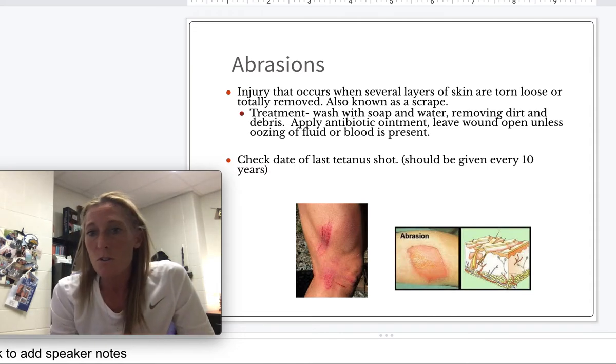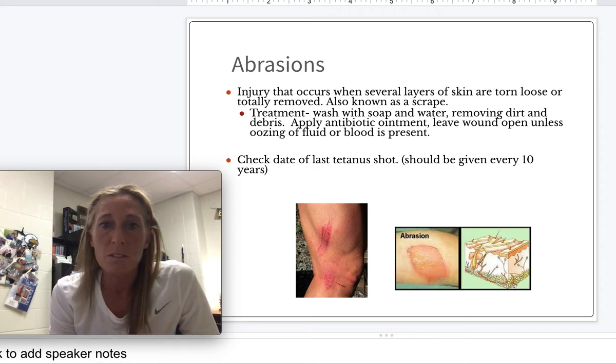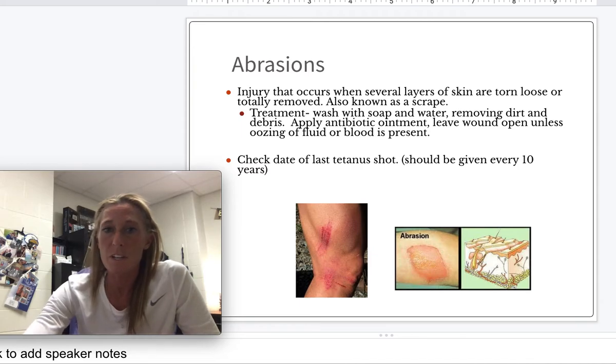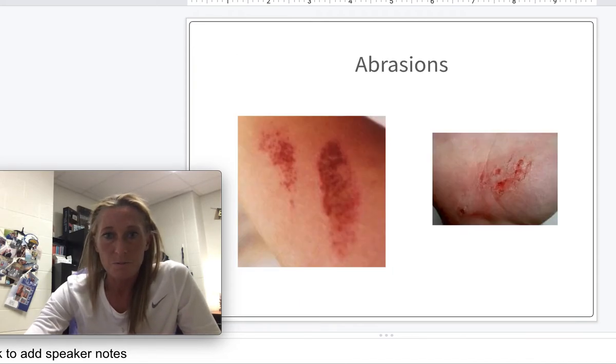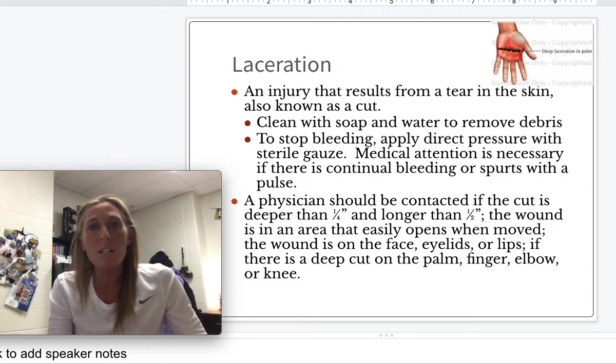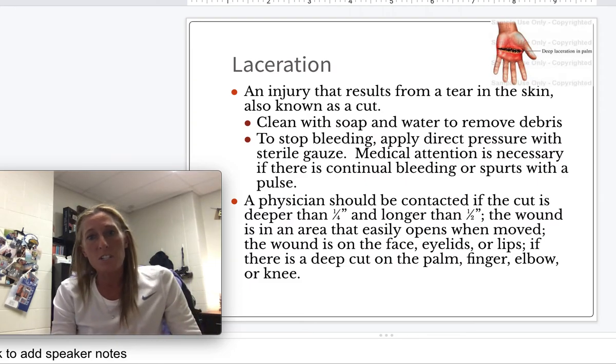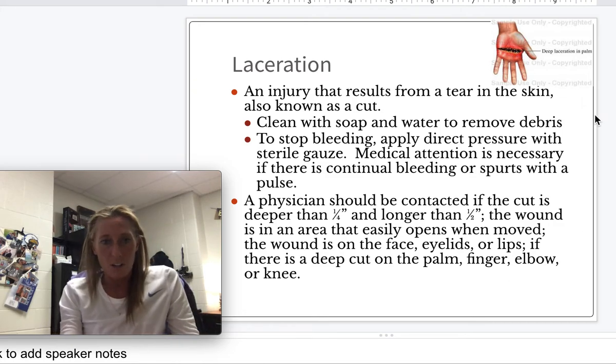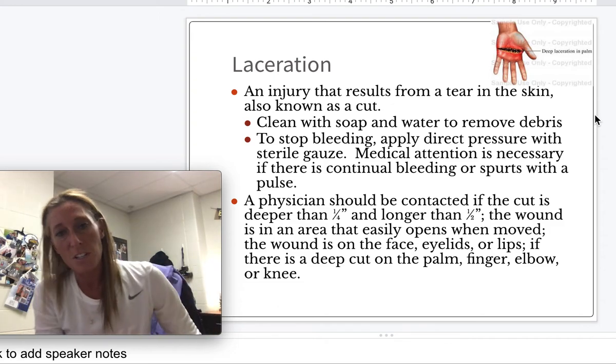You might also, if you were cut by some metal, scraped by metal, you might check the date of your last tetanus shot. Should be given every 10 years. Some examples of abrasions. The next one is a laceration. A laceration is an injury that results from a tear in the skin. You can see here's a picture of a laceration. We call a cut. Usually a laceration is a cut.